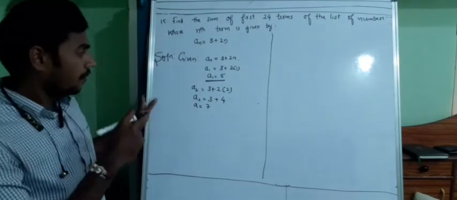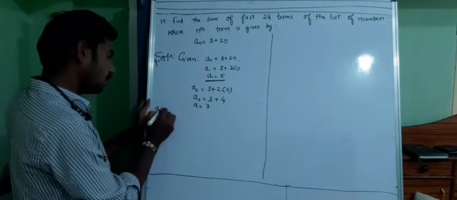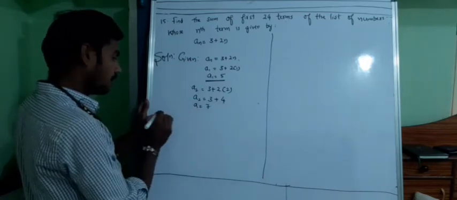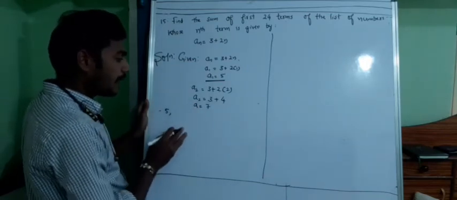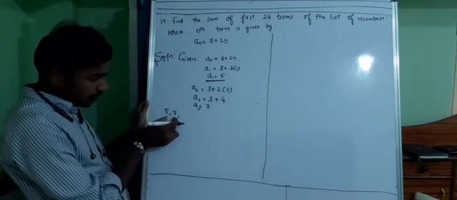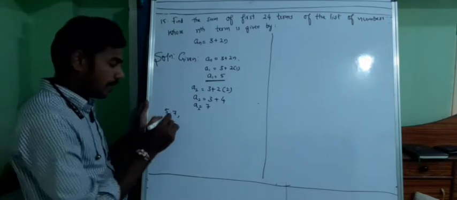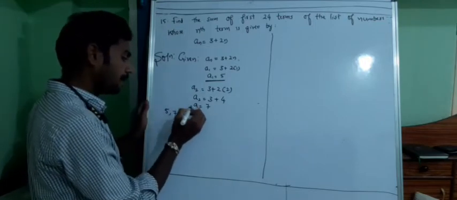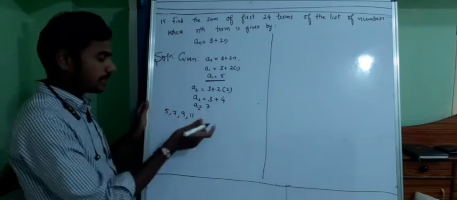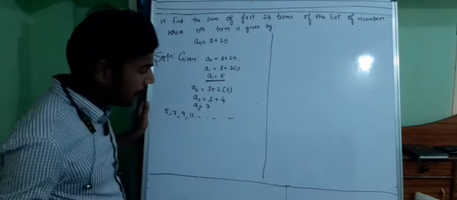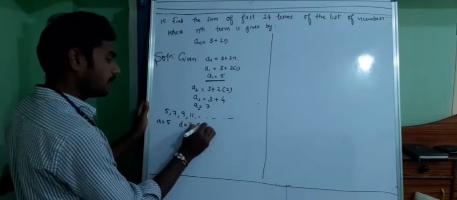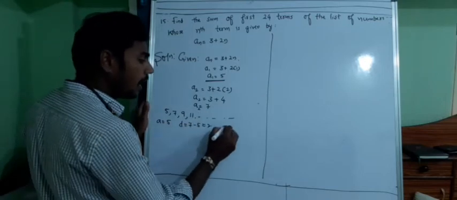We got to know the first term. How are we going to write the series? We got the first term as 5, the second term a2 as 7. What is the difference between the second term and the first term? 2. If I add 2 to it, I'll get the next term, 9. If I add 2 to this term, I'll get the next term, that is 11, and so on. Now we got a is equal to 5 and d is equal to 7 minus 5, that is equal to 2. What we need to calculate? S24.